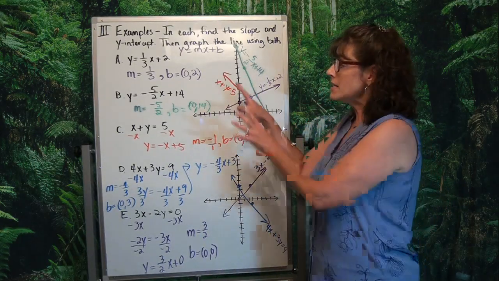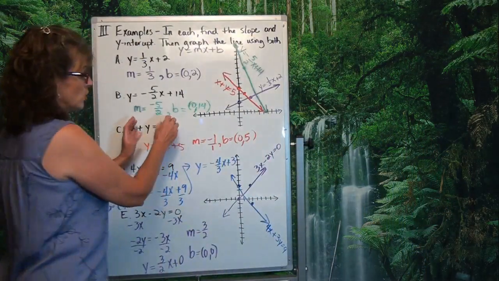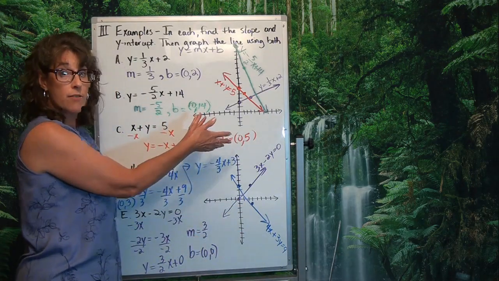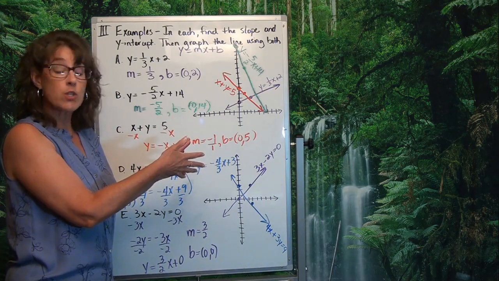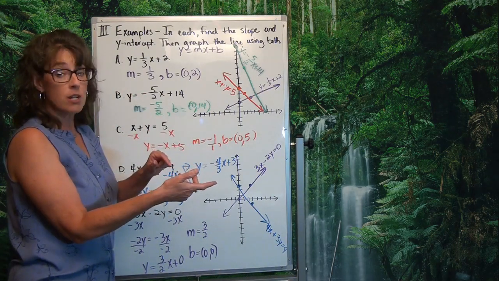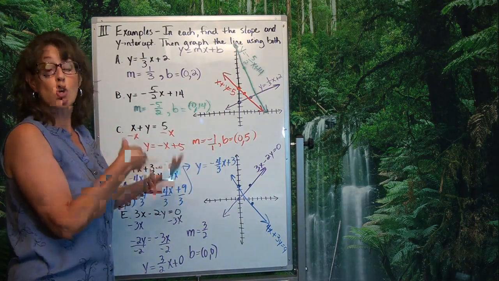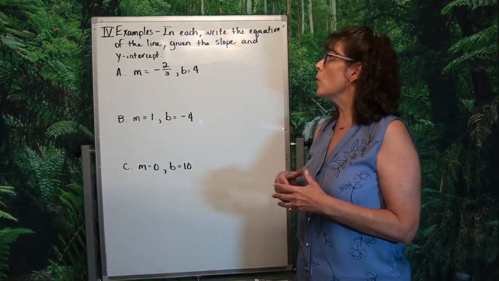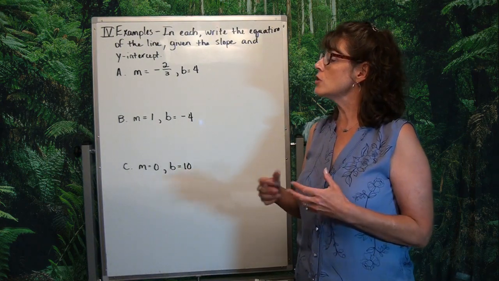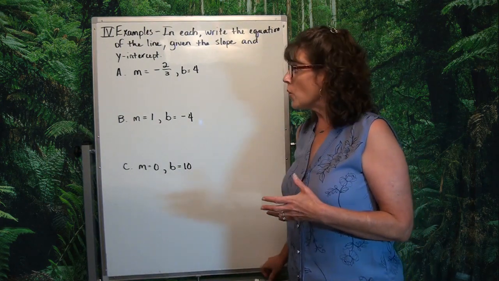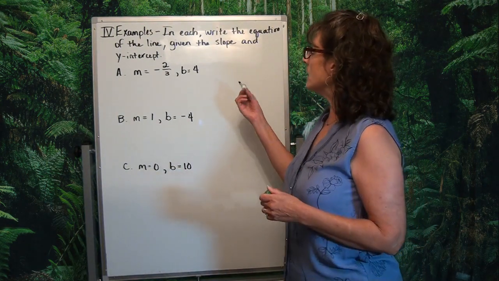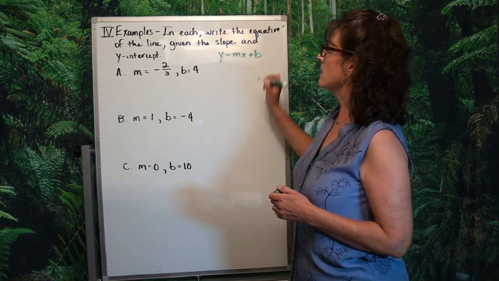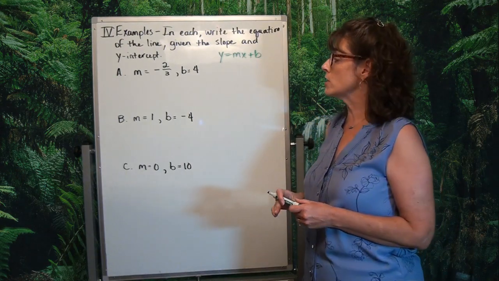Okay, so what we did in these examples is we took the equation, we pulled out the information, the slope and the y-intercept, and used those to graph. Now we're going to work backwards, and we're going to write the equation being given the slope and the y-intercept. In order to write the equation, remember, we need y equals mx plus b. That is the slope-intercept form of the equation of the line.